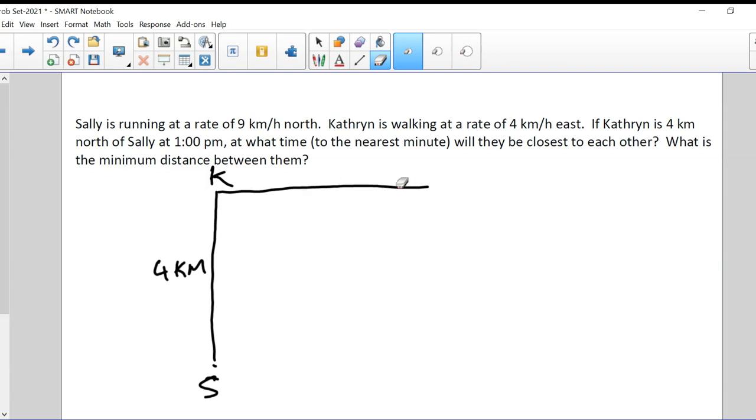So Catherine is the one who's walking this way, and Sally. Let's see what Sally is doing now. Sally's running. She's running north. Okay, so Sally is the one who is doing this, going this way, and going at a rate of 9 kilometers per hour. And Kathy is the one who is walking east at a rate of 4 kilometers an hour.